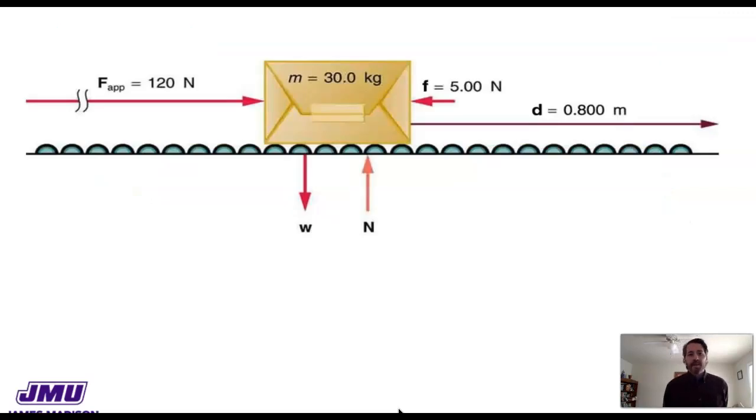Let's work through a couple of specific examples to make sure that I'm being clear about how you would do this. In this example, we're given a 30 kilogram crate on a conveyor belt, and it is being pushed to the right by some applied force of 120 newtons, and we see a frictional force pushing to the left, 5.0 newtons. They show us the force of gravity pulling down and the normal force pushing up, and we are to believe that those two are equal magnitude but in opposite directions, so there will not be any acceleration in the y direction.